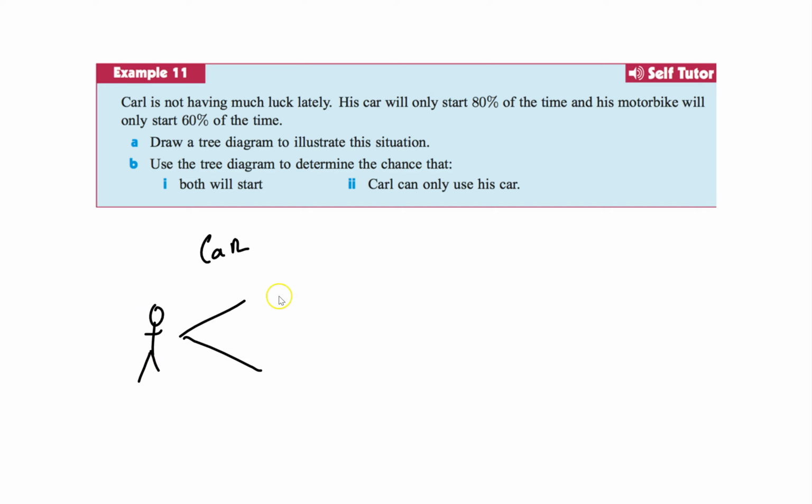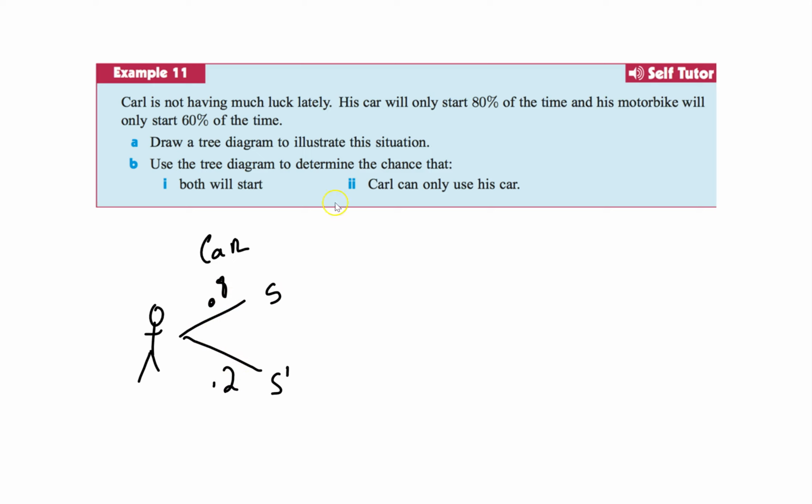So his car could either start or not start. So you can put whatever you want here, like not start or just start with a prime. A lot of people do that. So that means not this thing. Starts 80% of the time. That's my 80. So must not start, right? The complement of that, 1 minus 80, 20% of the time.